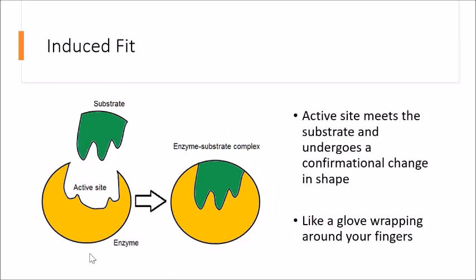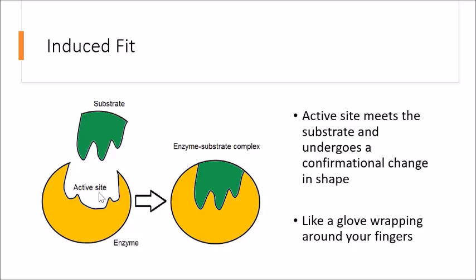So the one on the right-hand side was the induced fit. You can see the active site is not quite a perfect mirror image of the substrate. But what happens is when the substrate binds to the active site, it triggers a conformational change. In other words, it changes the shape of the active site to wrap around the substrate and hold it in place. And the way I remember this is if you've got a glove laying flat on a table, it's all squished out and flat. If you slide your hand into the glove, it wraps around your fingers.